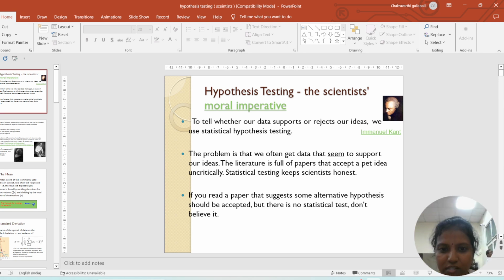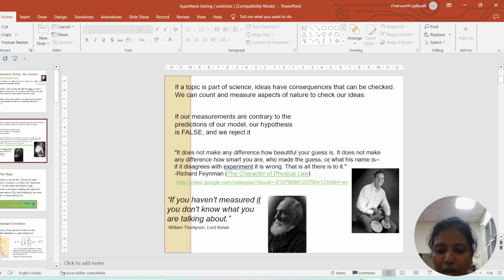So in this video we have to discuss what a hypothesis is. A hypothesis is a statement where we take any one value. The problem is that often you get data that seems to support the idea about the hypothesis. So we have to discuss the consequences that can be checked. We can use counts and measurements of the aspects of nature to check out the ideas. So here one word is hypothesis, nothing but that we have to accept or reject it.